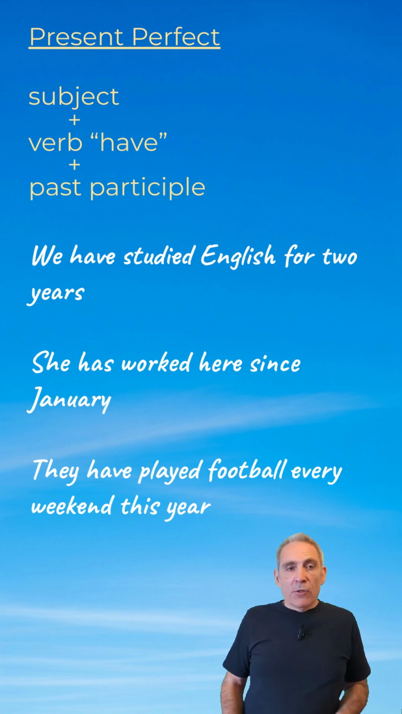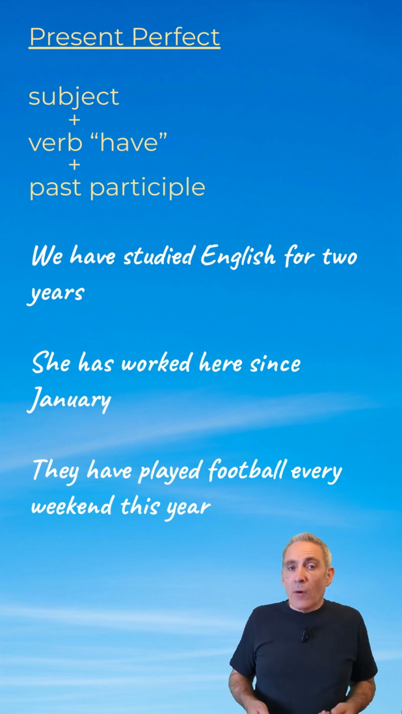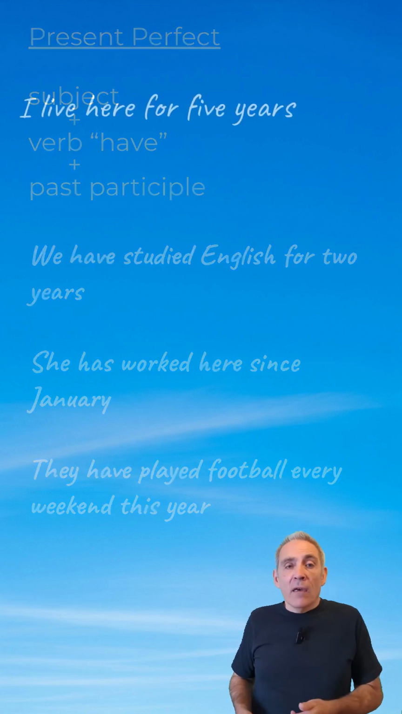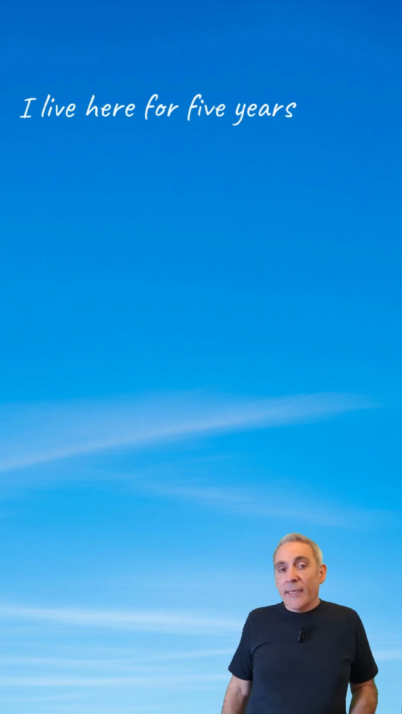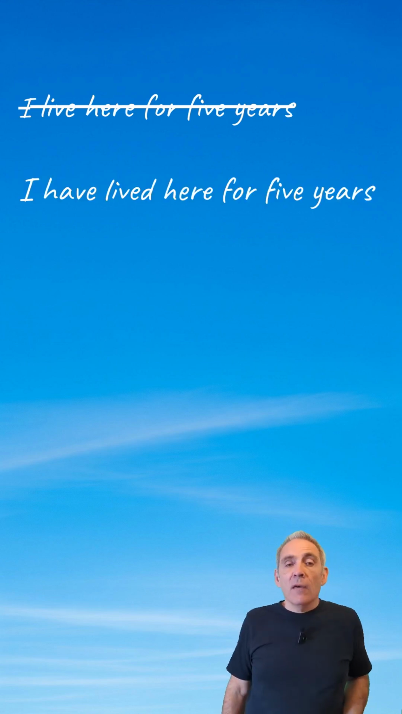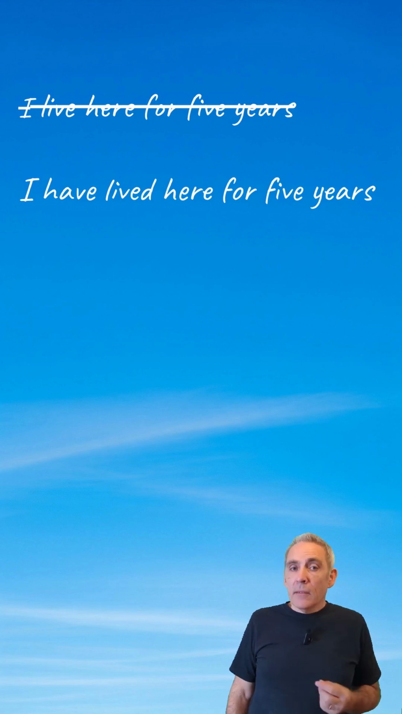In some other languages, you use the present tense for actions that started in the past and continue now. For example, you might say, "I live here for 5 years." But in English, this would be incorrect, and you will most likely be misunderstood if you say it like that. We use the present perfect instead. I have lived here for 5 years. So remember, when talking about something ongoing, the present perfect is essential in English.